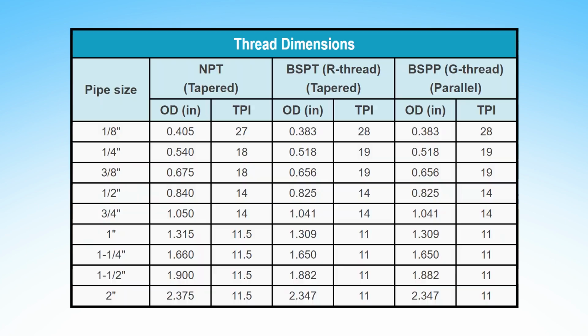Since there is only one standard that has parallel threads, if your part has straight threads, you can safely assume it is BSPP or G thread.